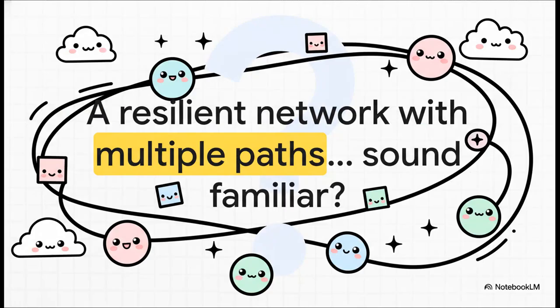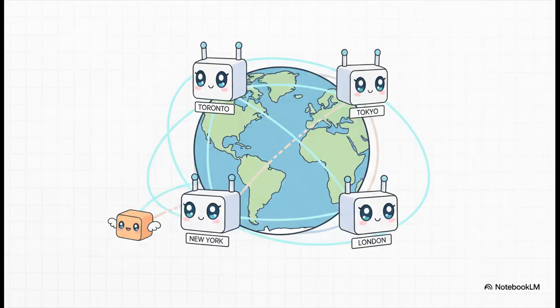But let's go back to that idea of a super resilient network. One with tons of different paths, no single point of failure, a partial mesh, but on a massive global scale. Does that sound familiar at all? Because that's exactly how the internet works. The entire thing is basically one giant, sprawling, partial mesh network.